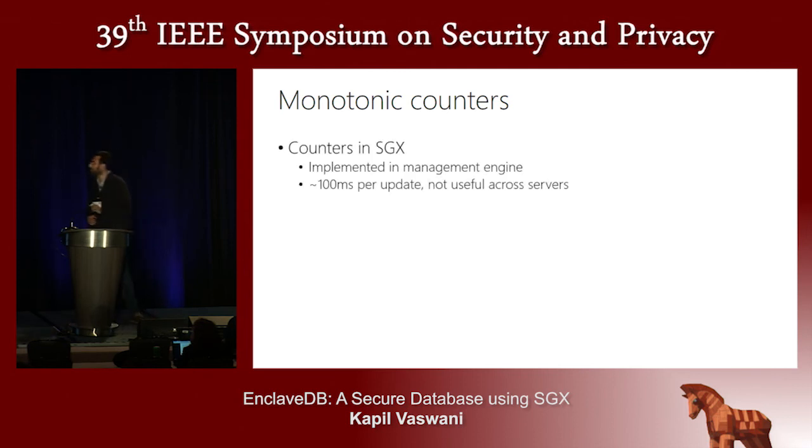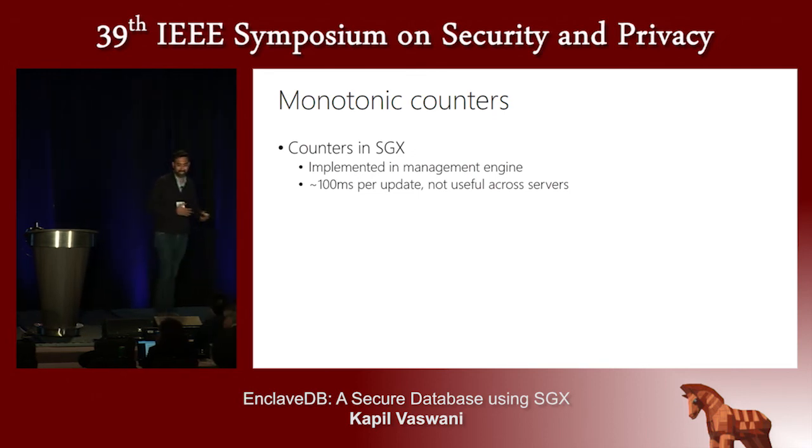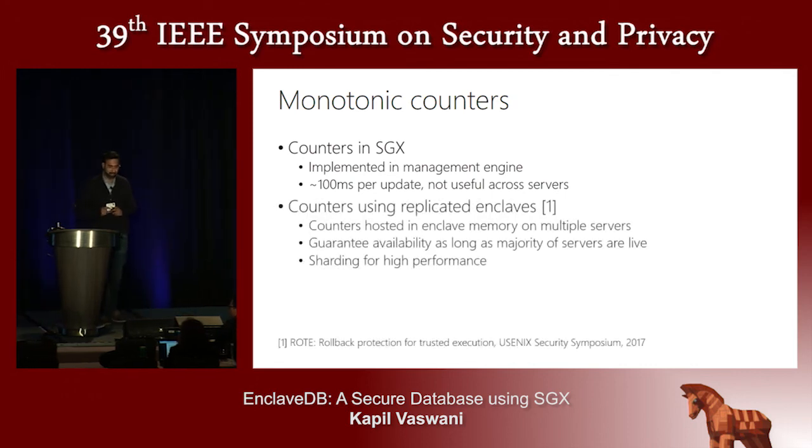A quick note on the implementation of monotonic counters. SGX does support monotonic counters, and these are counters implemented in the management engine. But these counters turn out to be too slow, especially for the kinds of throughputs that we expect. So each counter update in SGX is roughly 100 milliseconds, and that's very, very slow. And these counters are also not useful when we migrate a database instance across servers.